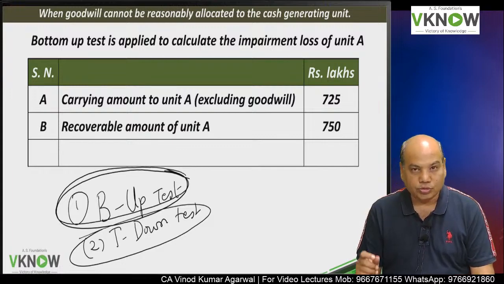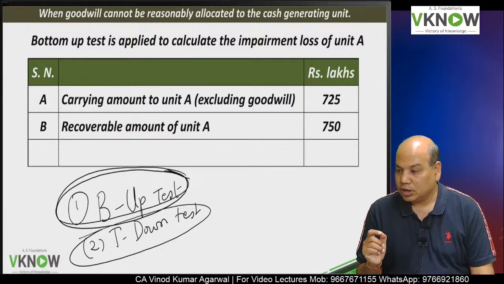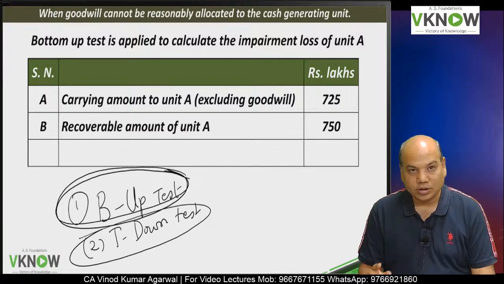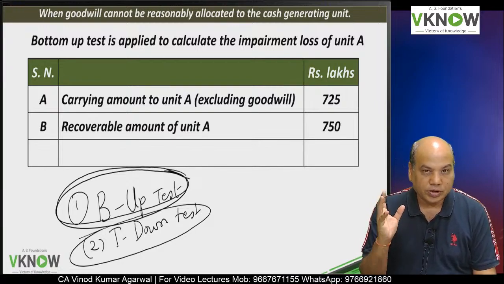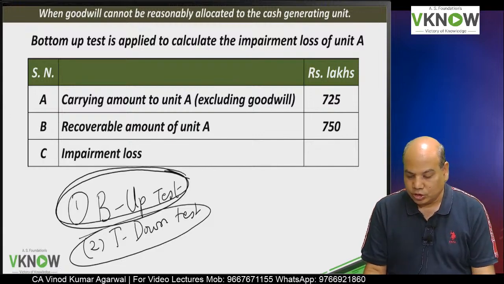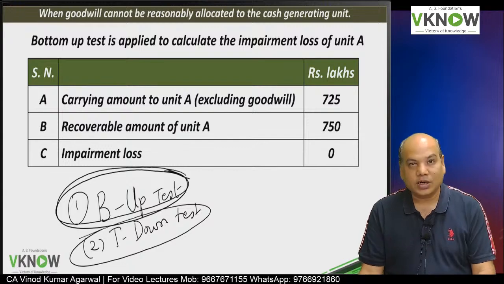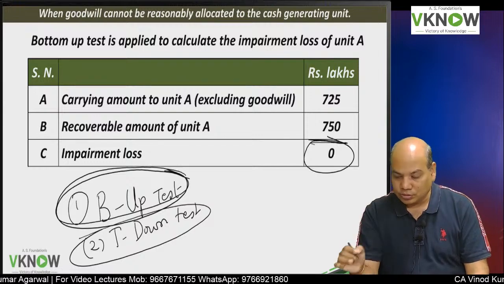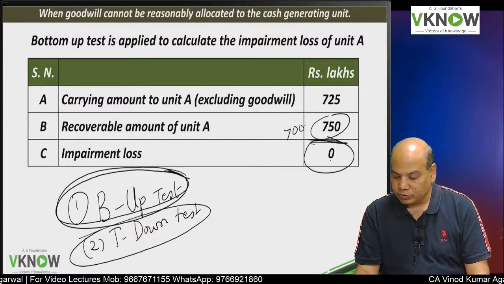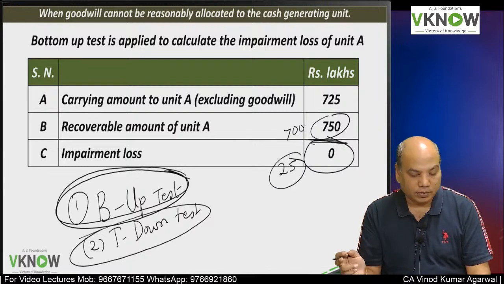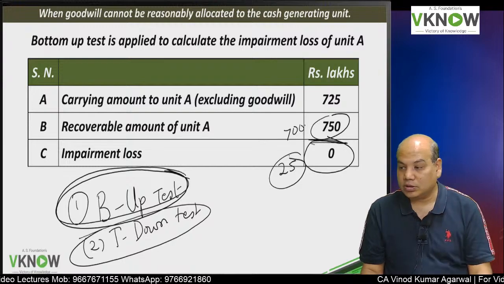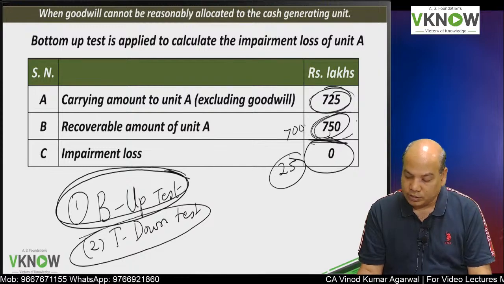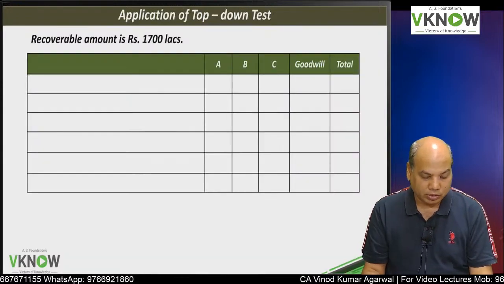The carrying amount is 725, the recoverable amount is 750. What do you think? Is there any impairment? The answer is no. So in the bottom up test, we found that there is no impairment loss. But suppose in your exam this figure is 700, then you will have to provide 25 impairment loss. So don't try to remember the answer. Read the question carefully, compare the two. If recoverable amount is lower, then provide impairment loss.